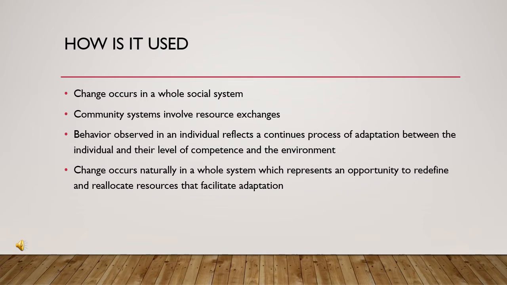How is it used? According to Levine and Perkins, the people and settings within a community are interdependent. First, change occurs in a whole social system, not just in an individual, and thus a variety of different problem definitions and solutions are possible in any situation. Second, community systems involve resource exchanges among persons and settings involving commodities such as time, money, and political power.